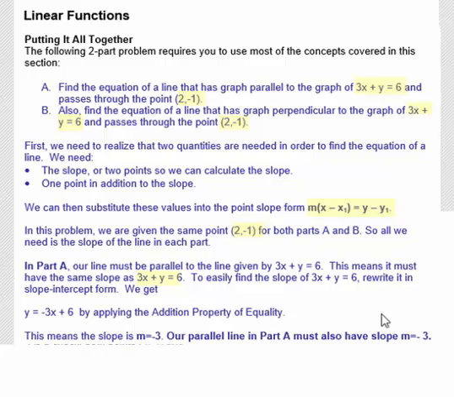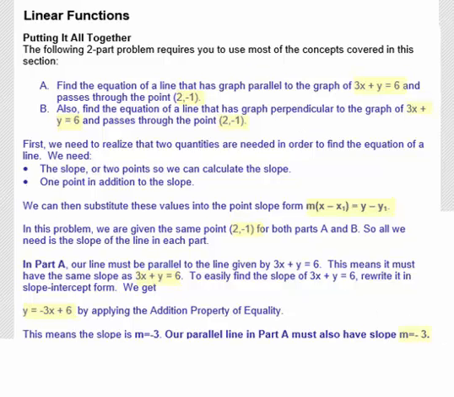In the first part, we want to find a line parallel to 3x plus y equals 6. Well, that means it has the same slope as 3x plus y equals 6. To find that slope, we just rewrite 3x plus y equals 6 in slope-intercept form. When we rewrite it, we get y equal negative 3x plus 6. That means our given line has slope negative 3, and that's going to be the slope of our parallel line. It will be m equal negative 3.